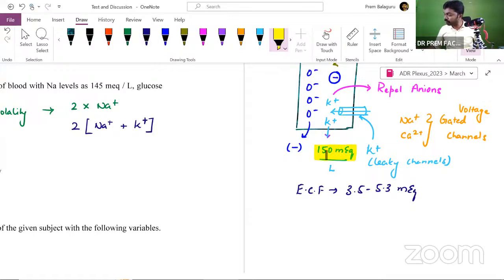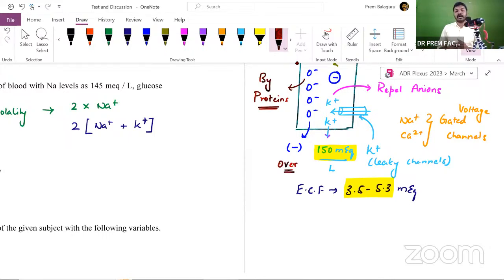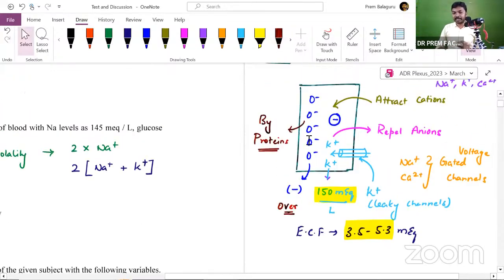This uneven distribution of an ion is seen, and the reason for this uneven distribution is the proteins, doctors. It is the proteins that cause uneven distribution of an ion. And this effect executed by proteins over potassium is called the Gibbs-Donan effect. Please understand this. It's a frequently asked question. All right, so that's the Gibbs-Donan effect. I hope you can understand this now.